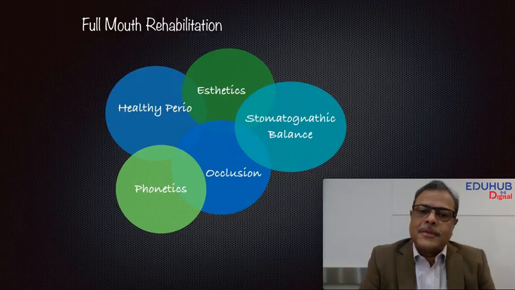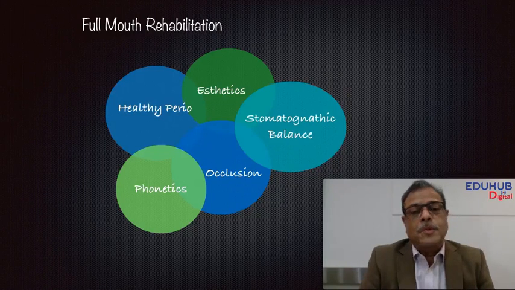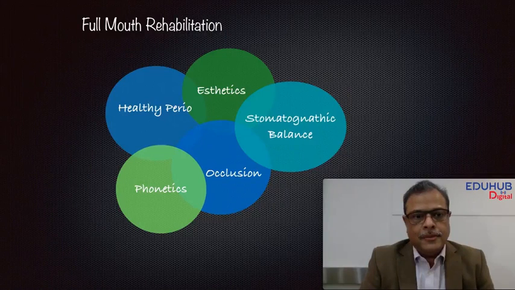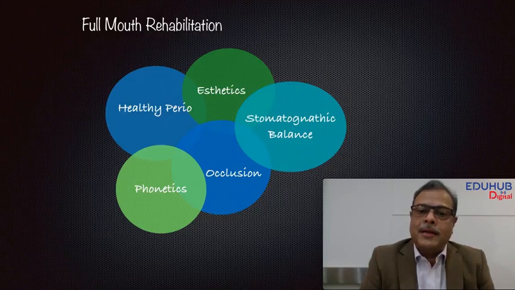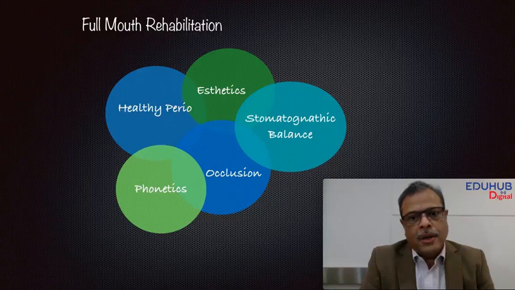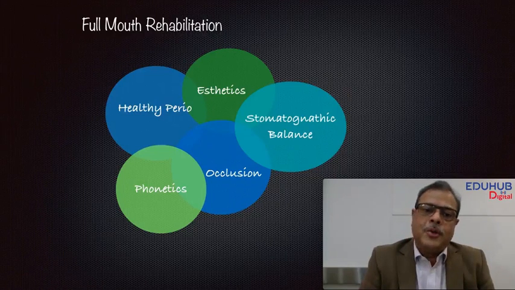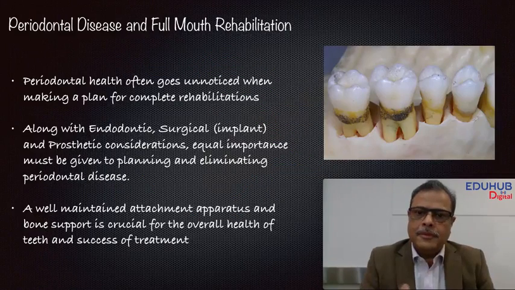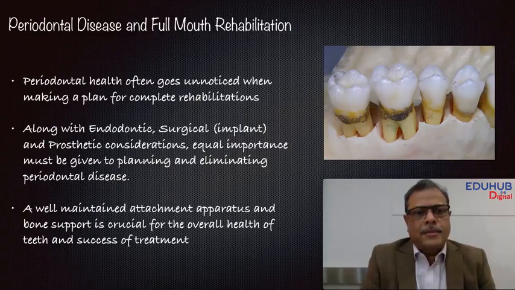To achieve this, we need to know what is the starting point, but most importantly, we need to be able to imagine what's going to be the end point of our solution. Keeping the end in mind is going to be a very, very important way in which we are going to plan and navigate through these full mouth rehabilitation cases. Let's understand the significance of periodontal disease and its impact on full mouth rehabilitation.